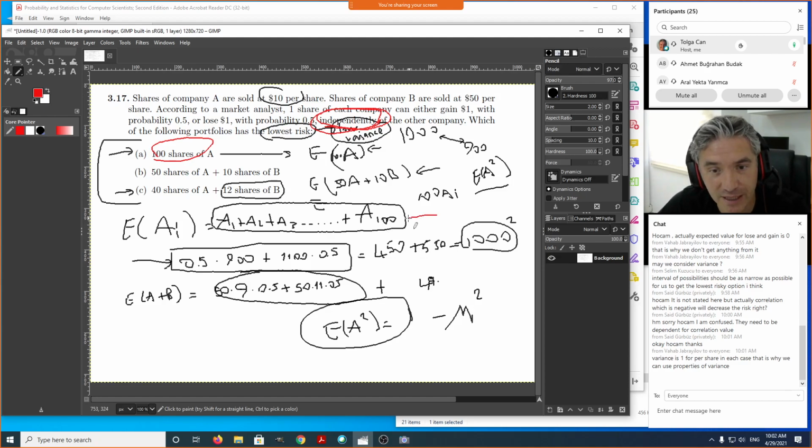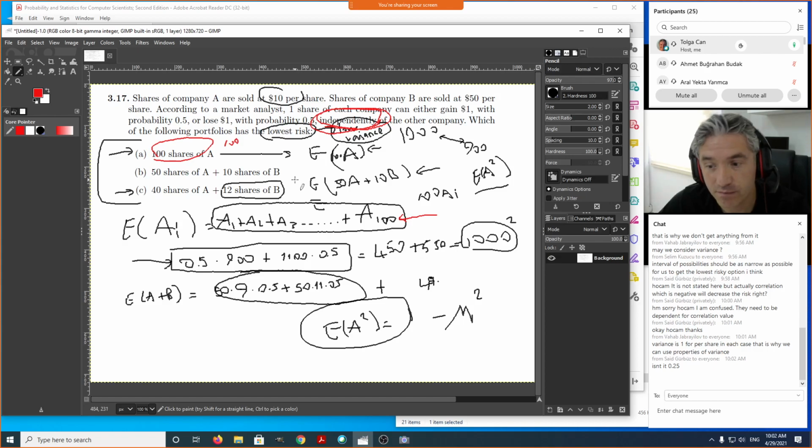For example, in this case, if it's 1, we don't need to compute it in a complicated way. If the variance of one share of A is 1, the variance of 100 shares is going to be 100.